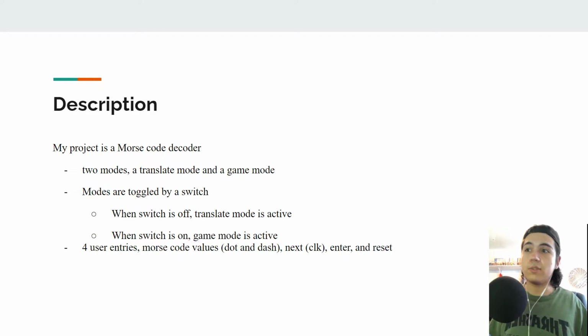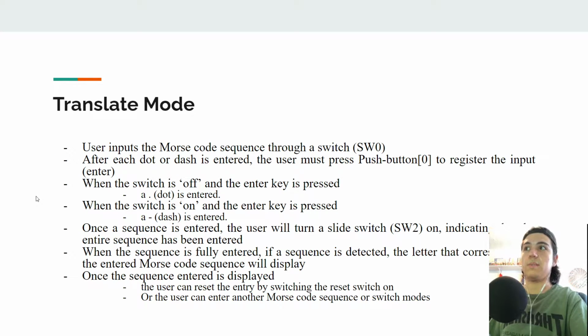There are 4 user entries. There are the Morse code values, the dot and dash; the next, which enters the Morse code value, each bit; enter, which means that you've entered all the bits that you want; and reset, which just resets the entire system.